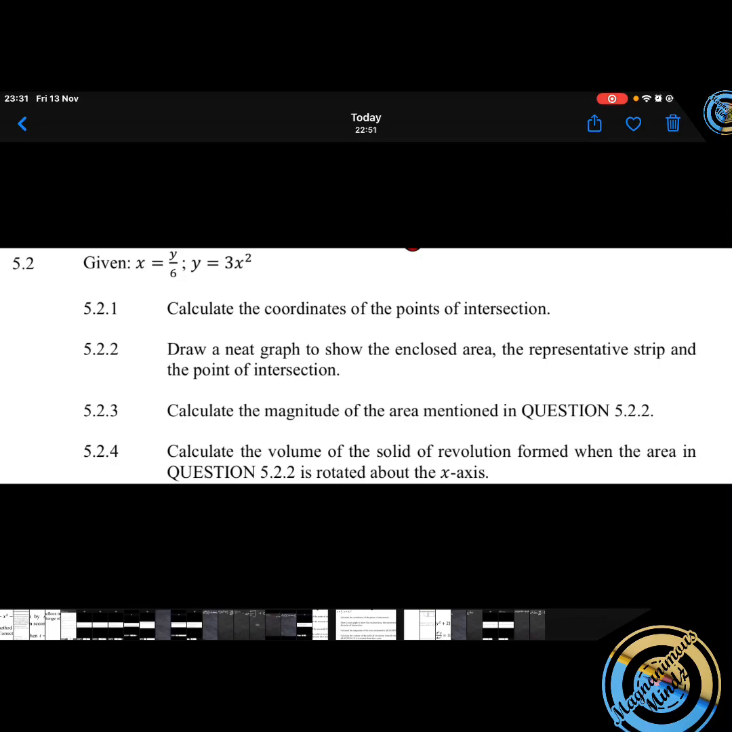The second one says draw a neat graph to show the enclosed area, the representative strip, and the point of intersection. The third one says calculate the magnitude of the area mentioned in question 2. And then the last one says calculate the volume of the solid of revolution formed when the area in question 2 is rotated about the x-axis. So let's answer the first one.